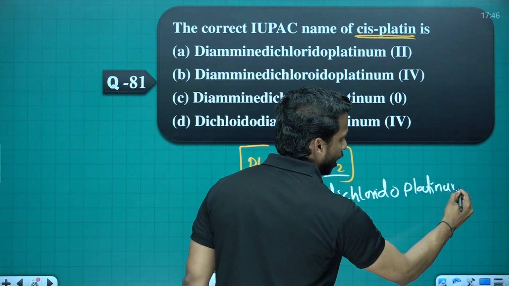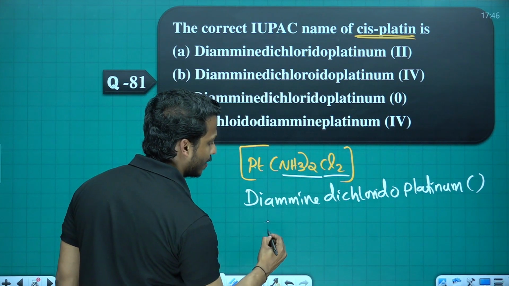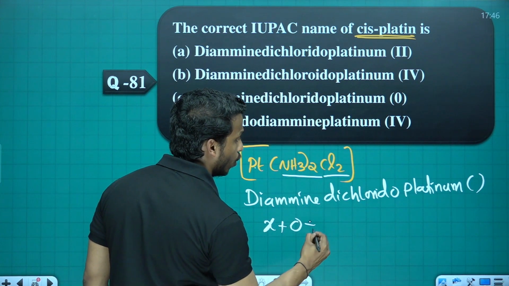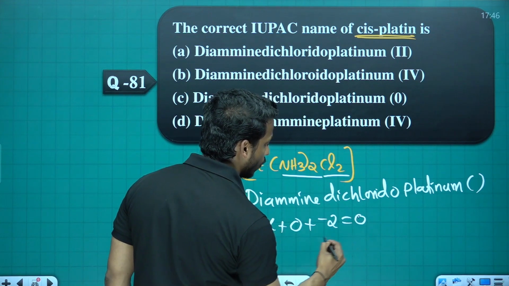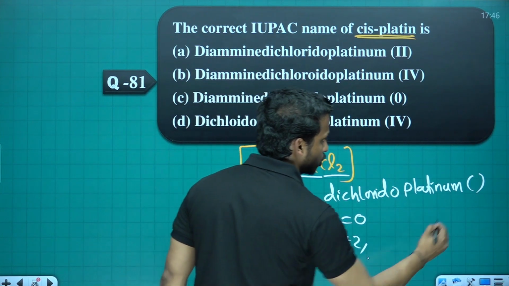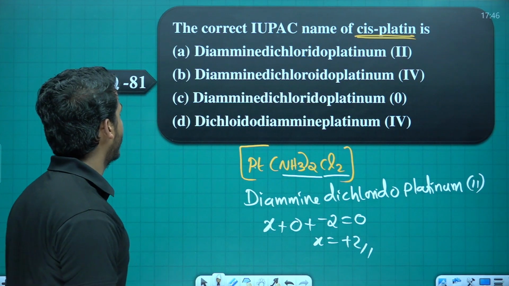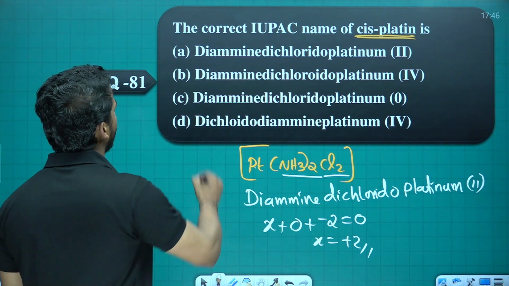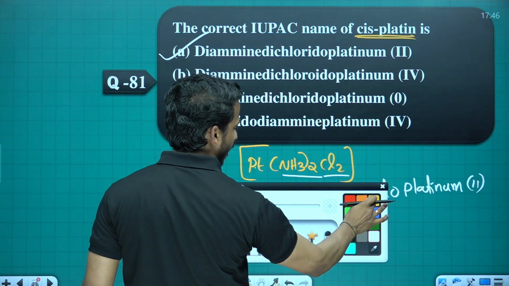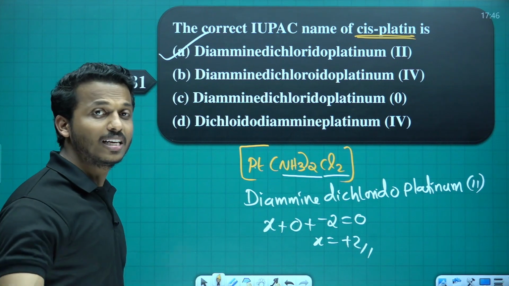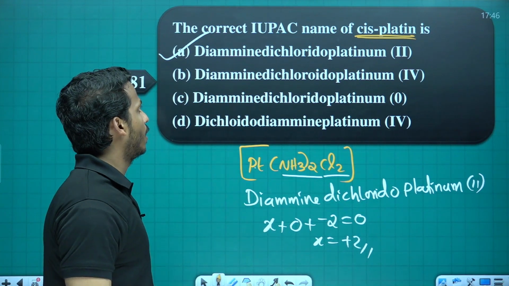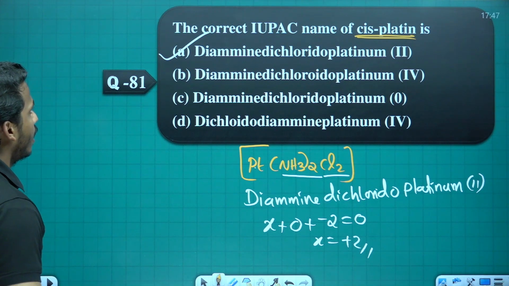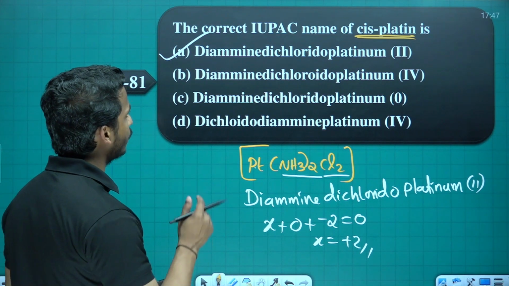Platinum is the metal. What is the oxidation state? Platinum x, ammine 0, two chlorine minus 2, overall 0, x equals plus 2. We can place 2 here. So where is the answer? Diammine, dichlorido, platinum(II). Yes, let's go with option A. Cisplatin means it is an anti-cancer drug. Please memorize the formula: diammine, dichlorido, platinum(II).